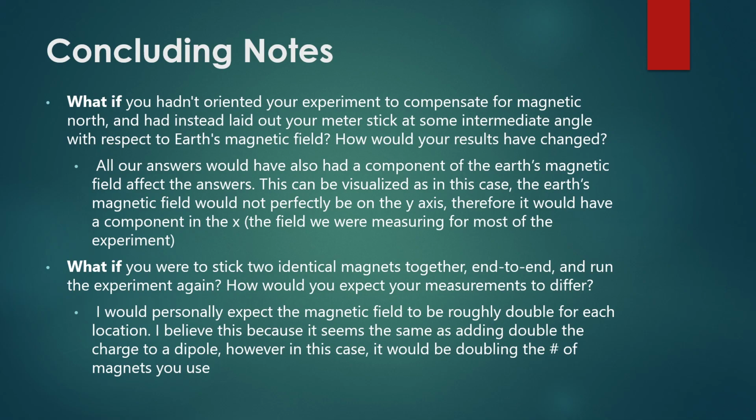What if we were to stick two identical magnets together end to end and run the experiment again? I personally expect the magnetic field to roughly double for each location. I believe this is because it seems the same as adding double the charge to a dipole, like a normal electric dipole. In this case, we would be doubling the number of magnets, and in the electric dipole case, you'd be doubling the electric field. So I believe in this case, you'd be doubling the magnetic field.